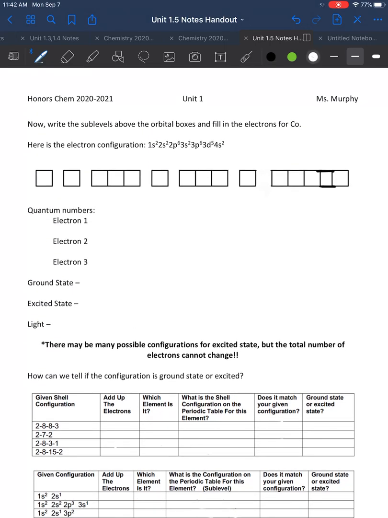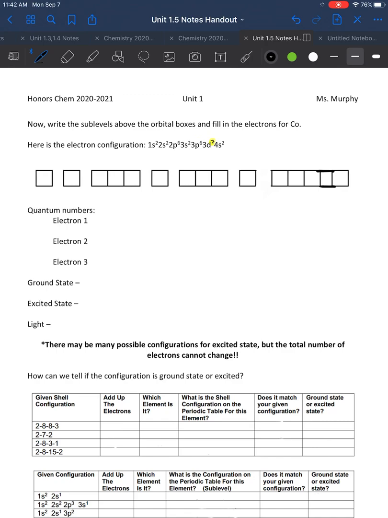So now I'm going to fix this typo. This 3D5 should really be a 3D7. So I will highlight what I just changed there.